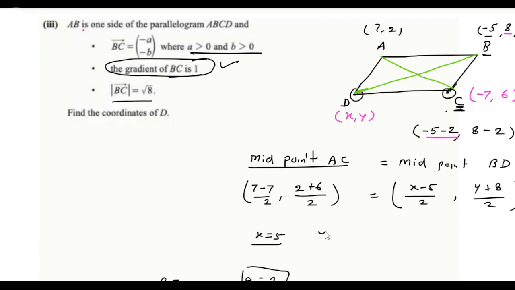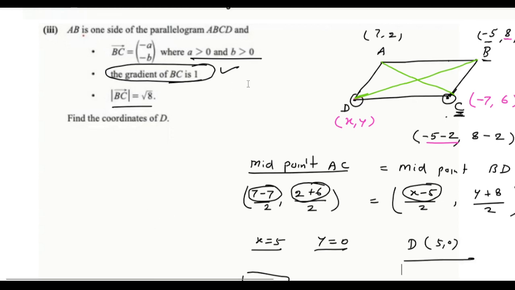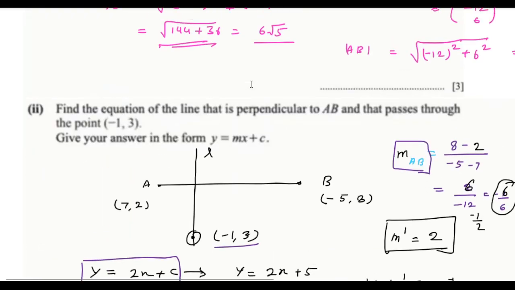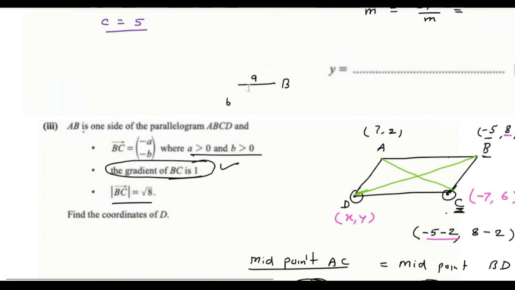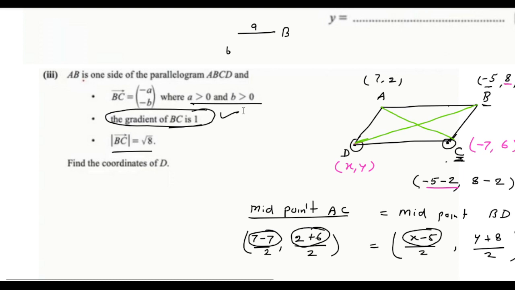And y is equal to 0. See, 7 minus 7 is 0, so x minus 5 will be 0, so x will be 5, and 6 plus 2 is 8, and here it's y plus 8, so y will be equal to 0. So x and y, I get the coordinate of D as 5 comma 0. So a lot of concepts are covered in this one problem.